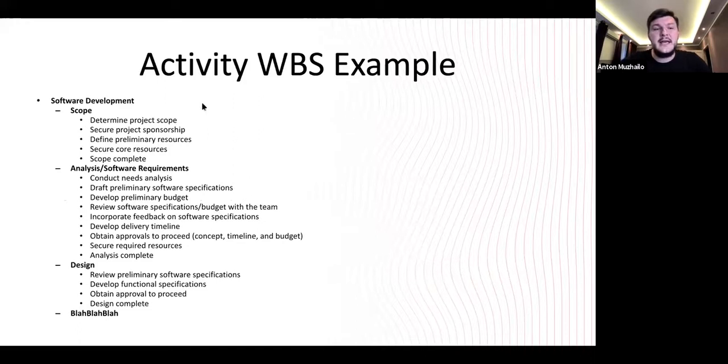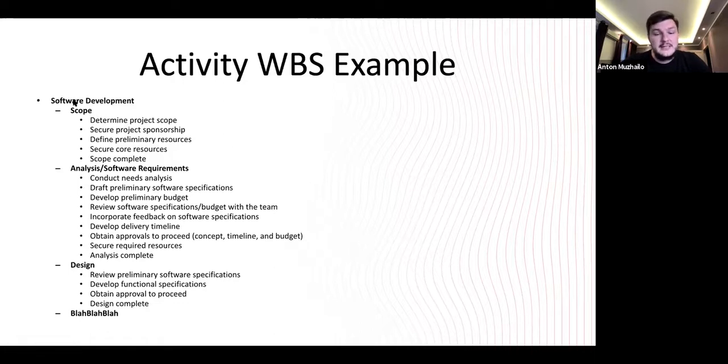And of course, this is the activity work breakdown structure example. I didn't want to put a real example here because it would take another 20, 30 minutes of our time. So I'm just providing an example of how this activity WBS can look. If we do software development, of course, we have different phases of doing it. We have scope definition, software requirements analysis, design, and so on.